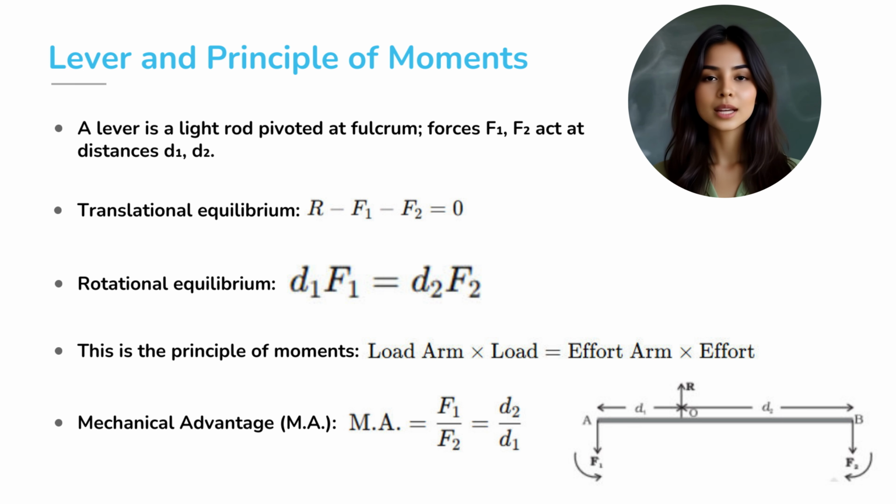Now let's look at levers, one of the oldest machines invented by humans. A lever is simply a rod pivoted at a fulcrum. For translational equilibrium, the upward reaction balances the downward forces. For rotational equilibrium, the clockwise moment equals the anticlockwise moment. That gives us the principle of moments, d1 times F1 equals d2 times F2.